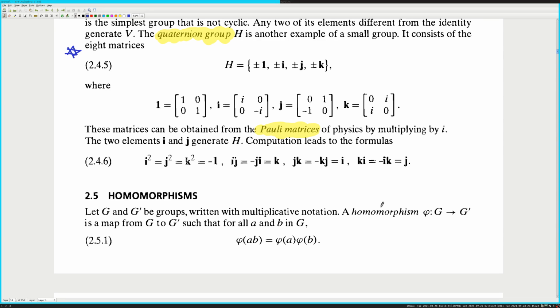Okay. Computation leads to the formulas i squared equals j squared equals k squared is equal to minus 1. ij is equal to minus ji is equal to k. jk equals minus kj is equal to i. ki equals minus ik equals j. Okay. That looks good. Okay, and that's all for now.